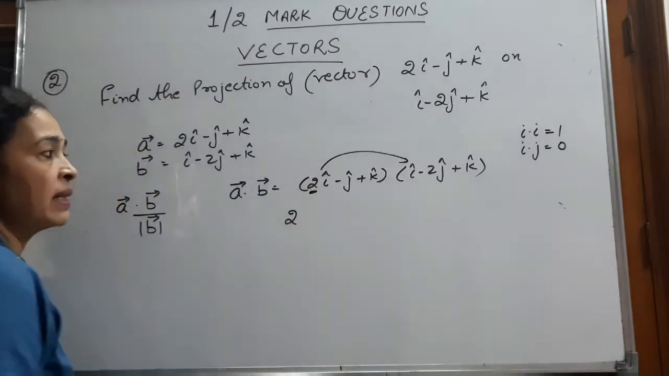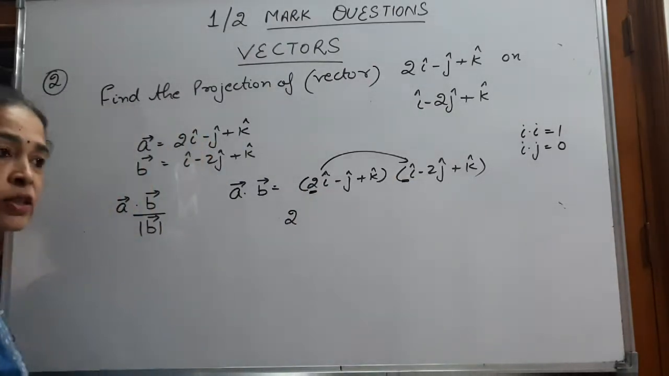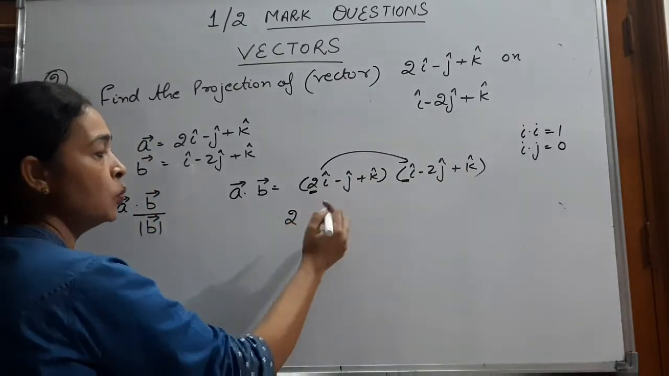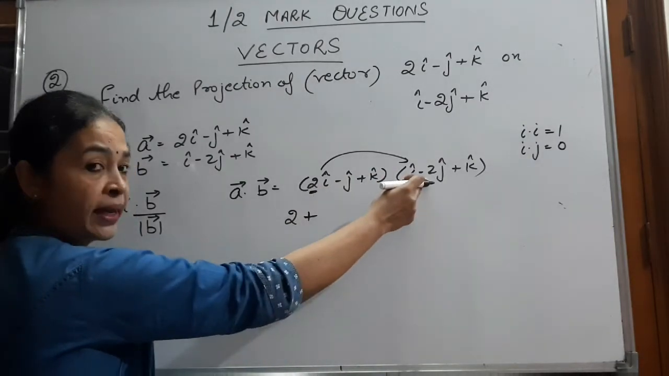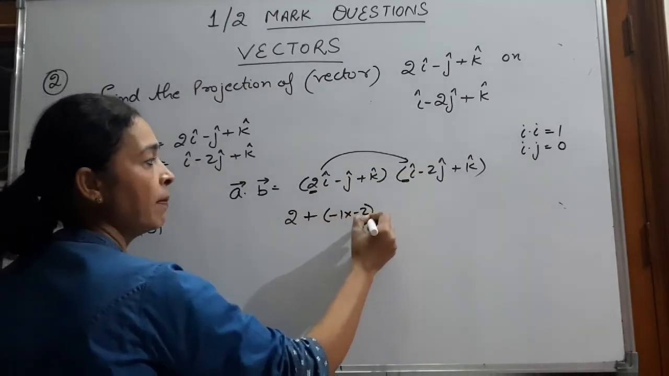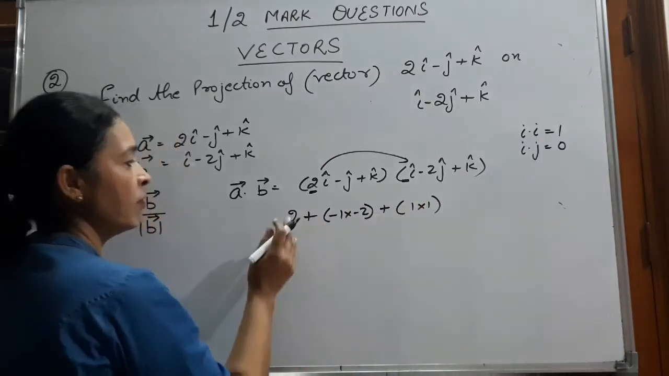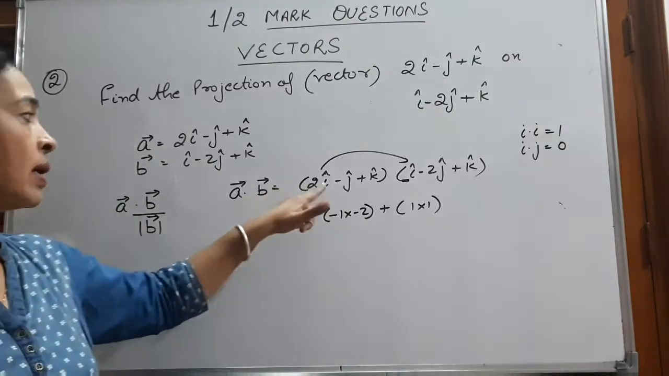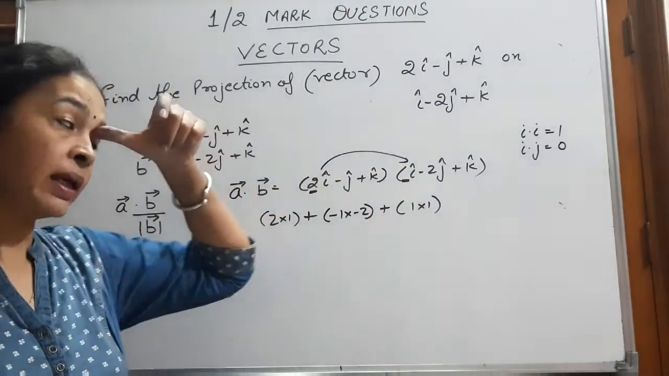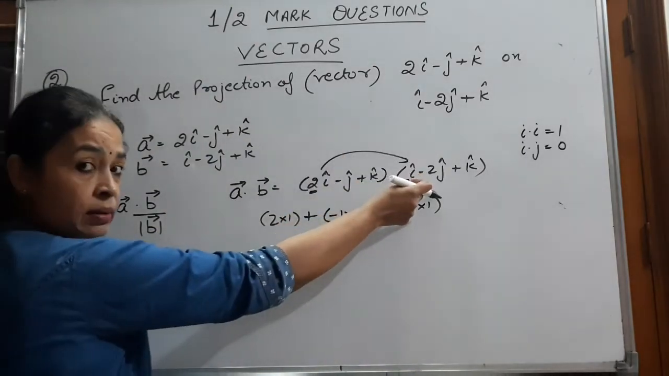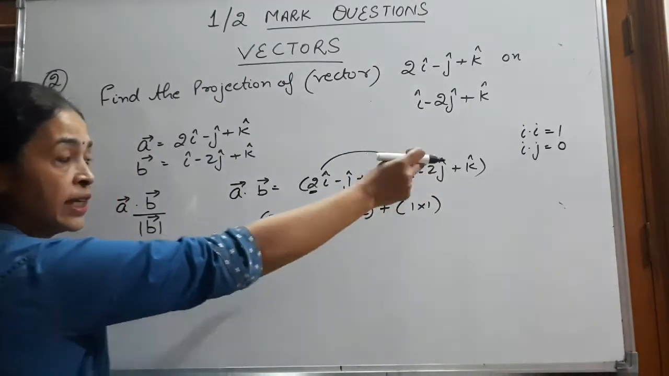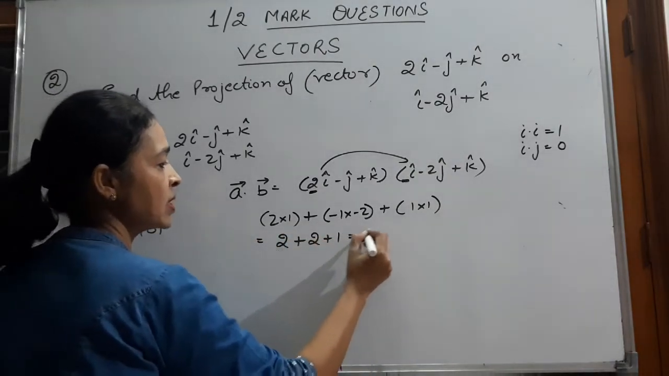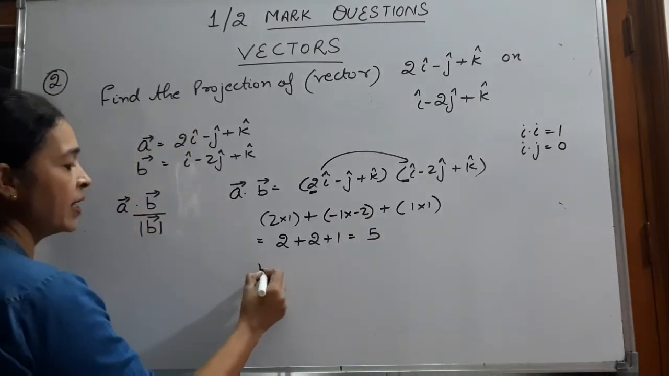What we will do, the easiest method, is multiply the components of i with i, j with j, k with k. 2 into 1, 2, plus minus 1 into minus 2, plus 1 into 1. We have multiplied components of i with i, j with j and k with k, because i dot j is 0, i dot k is 0, similarly j dot i is 0. We have 2 plus 2 plus 1. This is 5. Now what is the magnitude of B?